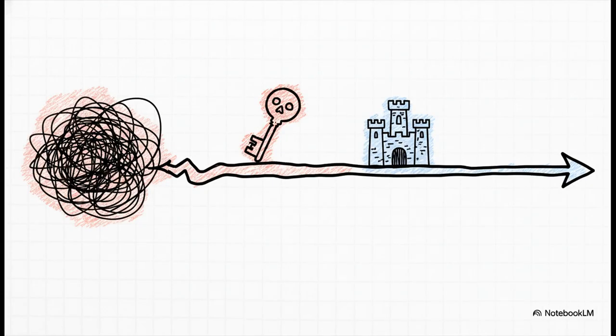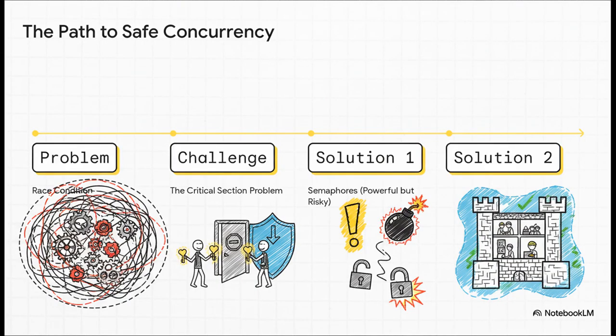So let's just step back for a second. The crucial point here is the journey we've taken. We started in this world of pure chaos, the race condition, and we've moved step by step toward more structured, more elegant solutions, where each new idea learns from the problems of the one before it. This timeline really sums it all up.